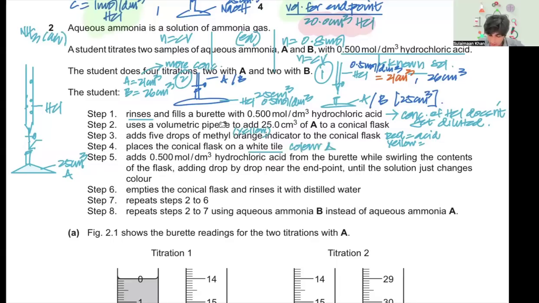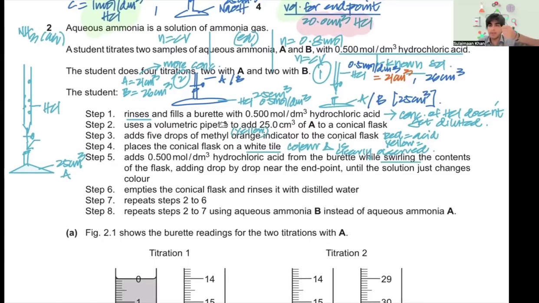Color change is more clearly observed. Then he adds 0.5 mol per dm cube of hydrochloric acid from the burette while swirling the contents of the flask. So why is he swirling the contents of the flask? He takes the conical flask, or the Erlenmeyer flask, and he starts swirling it, right? So why does he swirl it? Obviously to evenly distribute the heat.